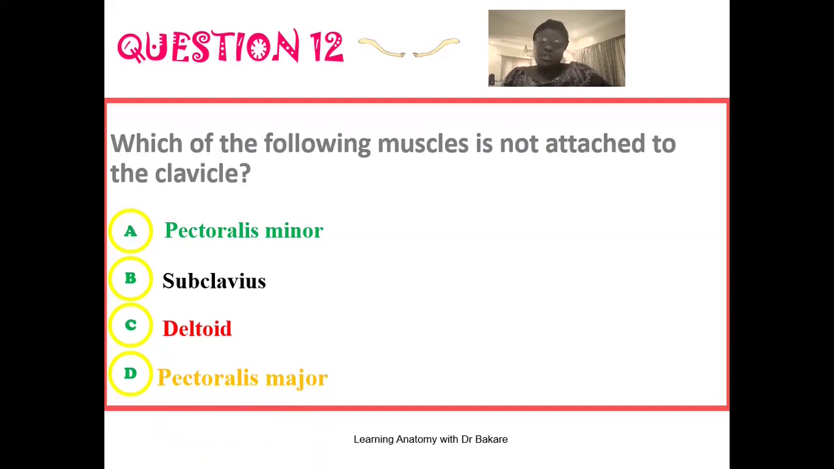Out of all these muscles, the pectoralis minor is not seen to be attached or connected to the clavicle. This is the only muscle that does not have a connection with the clavicle. The subclavius is located inferior to the clavicle. The deltoid and the pectoralis major muscle are seen to be connected to the anterior surface of the clavicle. So you see that all these other muscles are attached to the clavicle, except the pectoralis minor muscle.